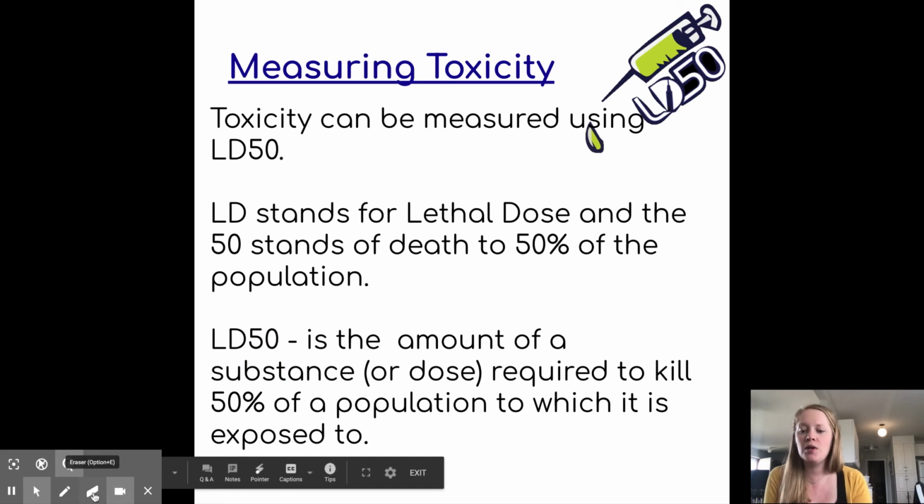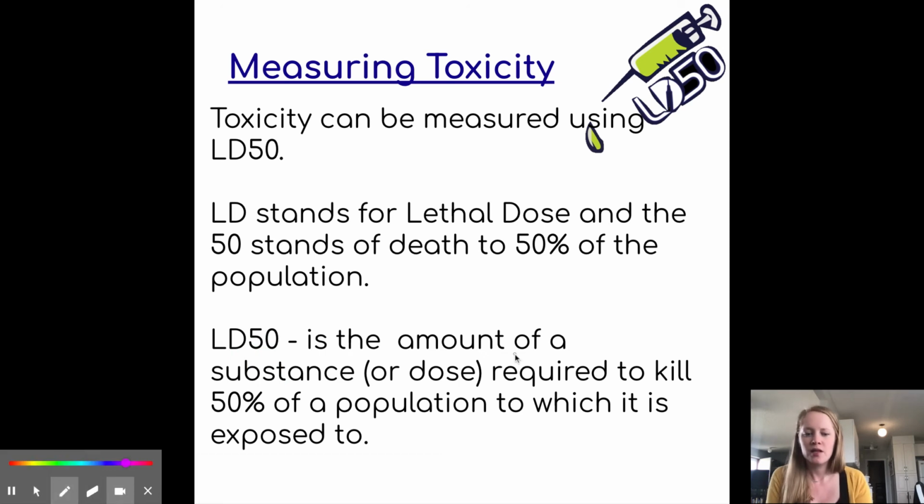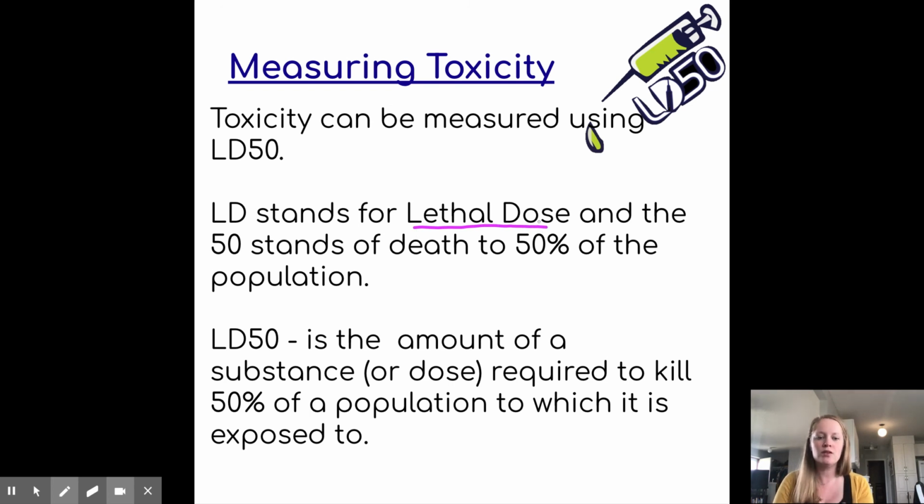So how do we measure toxicity? This is a new term for you, LD50. LD50, the name actually kind of implies what it means. LD stands for lethal dose. Okay, lethal means killing you. And 50 stands for 50% of the population.